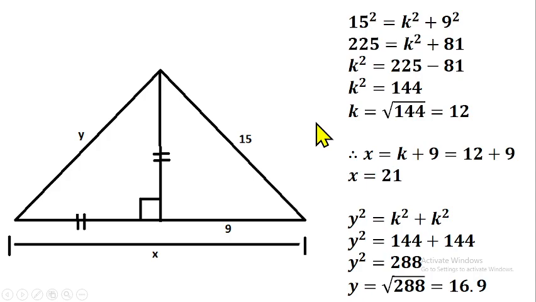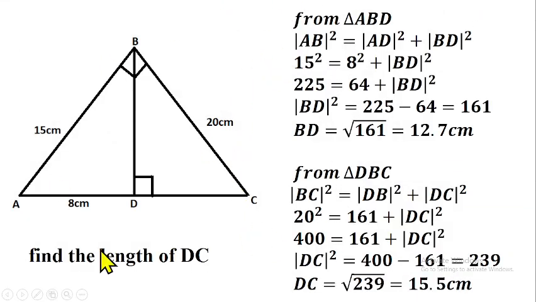Let's continue on this journey of Pythagoras theorem. Now let's look at this question as well. We are given this triangle to resolve. We are looking to find the length of DC, which is from D to C, from here to here. Now we are looking for this side.